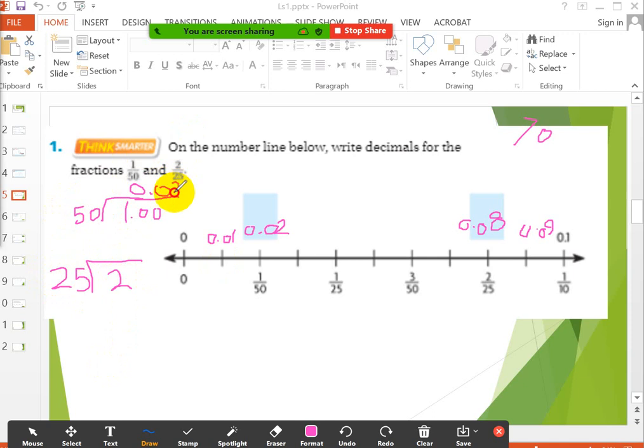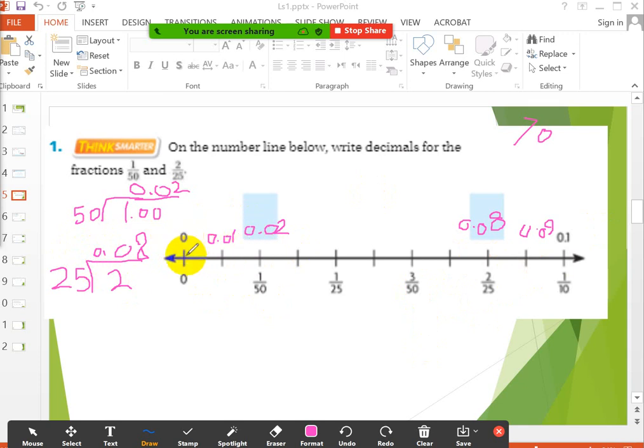You can find this number from the division. You can divide 2 over 25, and it will give you this answer, if you use the division. But in this example I will not use the division. I will use the number on the number line according to the parts.